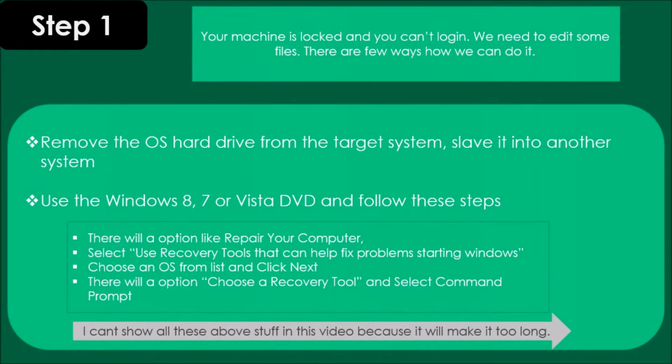Step 1 is for those whose machines are locked and who can't log in to Windows. We need to edit some files. There are a few ways we can do it. The first method is to remove the operating system hard drive from the target system and make it a slave in another system. You can search about it on Google. There are lots of tutorials there. The second method is, if you have Windows 7, 8 or Vista, use that DVD and follow this step. You can read it here, and you can do it easily. Actually, I can't show all these steps in this video because it will make it too long and you will not love it. So I am skipping step 1.